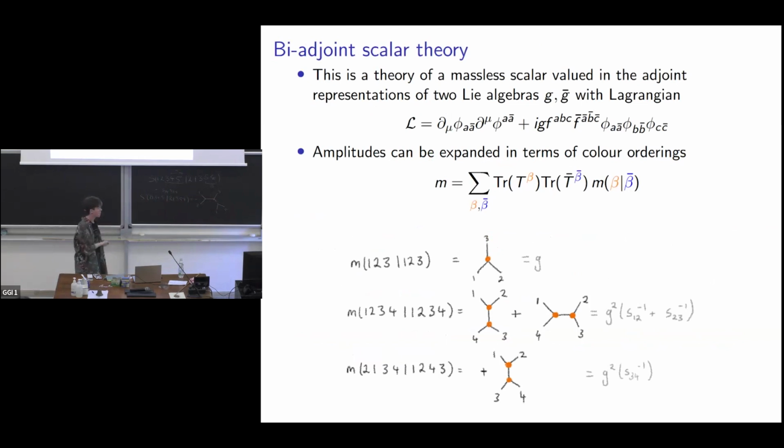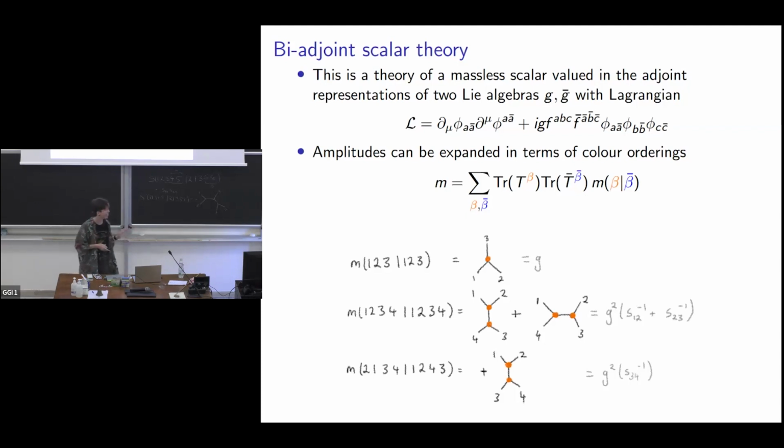So this is actually amplitudes in bi-adjoint scalar theory with this Lagrangian, where we're considering a massless scalar valued in the adjoint representation of two possibly different Lie algebras with a cubic vertex. And then amplitudes can just be expanded in terms of doubly color-ordered partial amplitudes like this, and we have these kinds of amplitudes, for example.